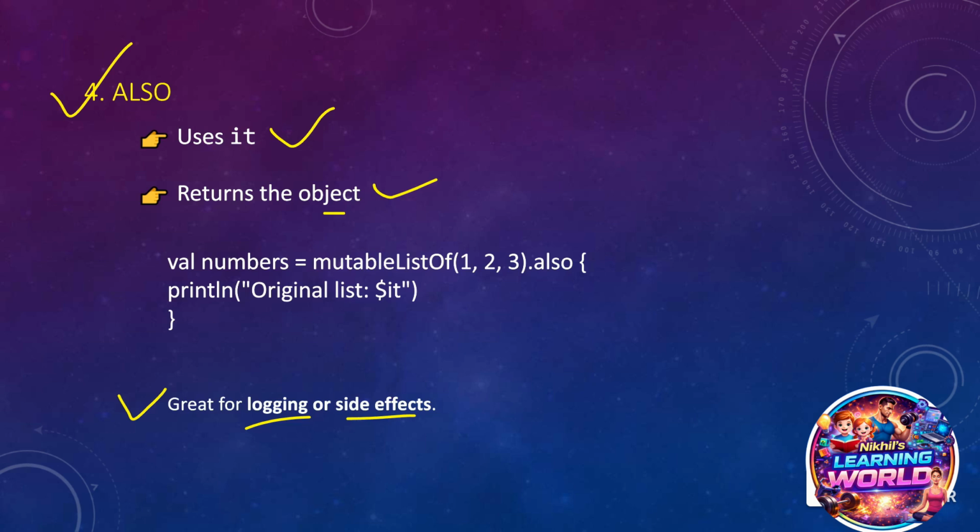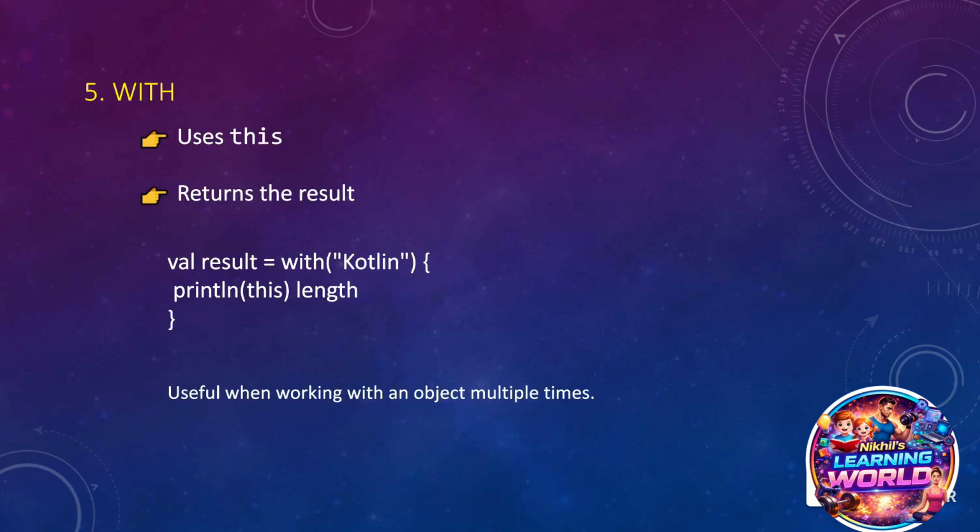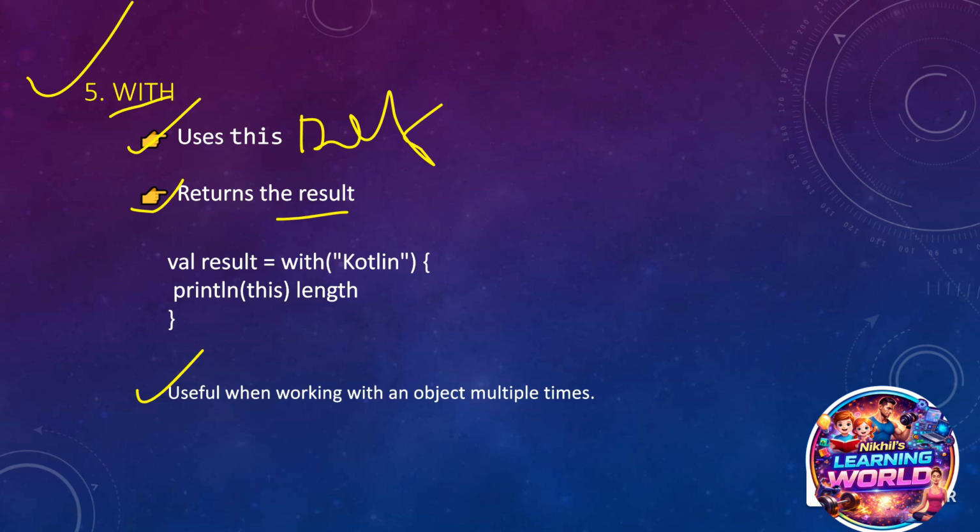Fifth one is with. With uses this to refer to the object and returns the lambda result. It calls multiple methods on the same object. For example, val result = with("Kotlin") { print(this.length) }. It is useful when working with an object multiple times, that is with.